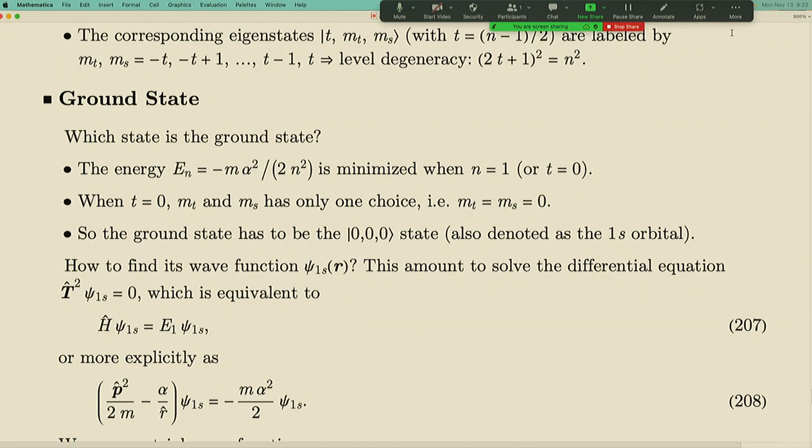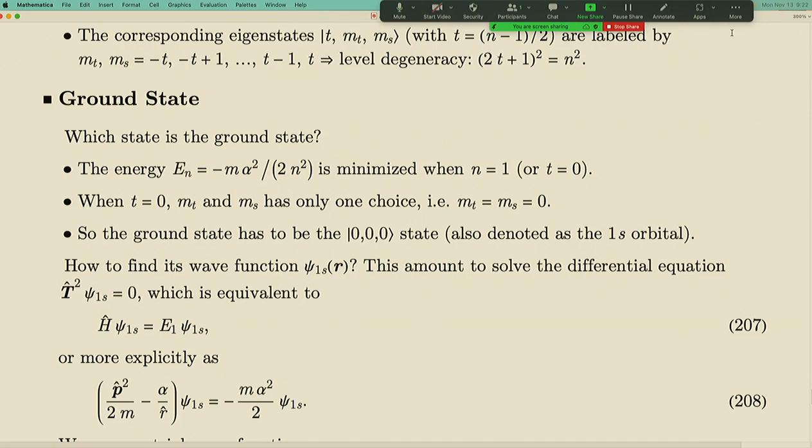What is alpha again? Alpha is the fine structure constant, which appears in the potential energy V of R equals minus alpha over R. So I'm packing all the electrostatic constants, charge, and everything into alpha. This alpha is actually something like 1 over 137. It's also called the fine structure constant. It has a very nice number. But never mind, you can just think of alpha as the strength of the Coulomb interaction.